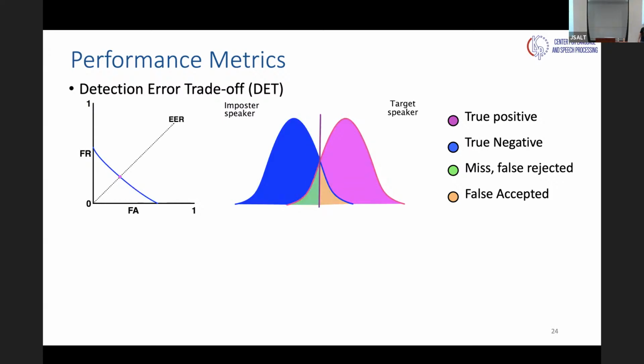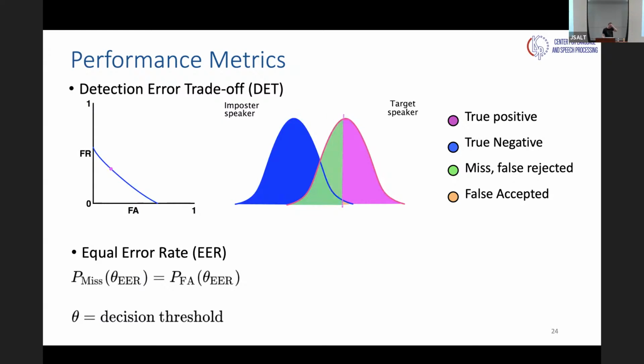Okay, so what you will do is get your scores. Then for all possible thresholds, you calculate the false acceptance and false rejection pairs, and then you can plot this curve. And the closer this curve is to 0, the better your system is. Okay.